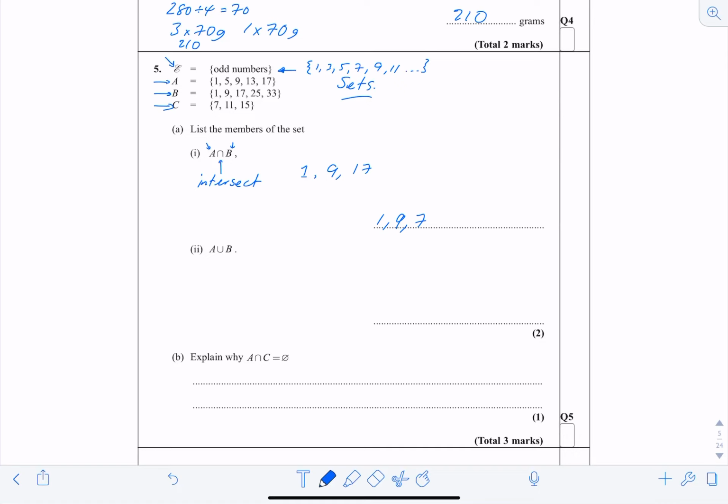Something else that we need to be able to do is we could say n of A intersect B equals 3. Why? Because there are 3 elements in this set.